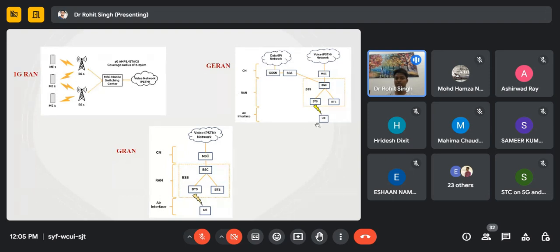But in the second generation, you also need to deal with the packet switching of your data. So in addition to this network, we get another provision to handle your packets. GGSN and SGSN, these are two units, where this G stands for GPRS data network. So these two entities have been added in addition to the GRAN network to handle your packets.